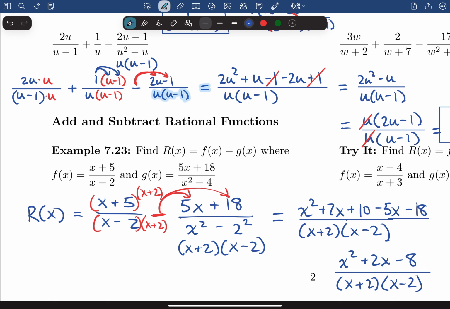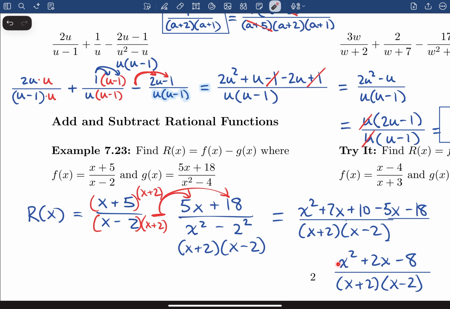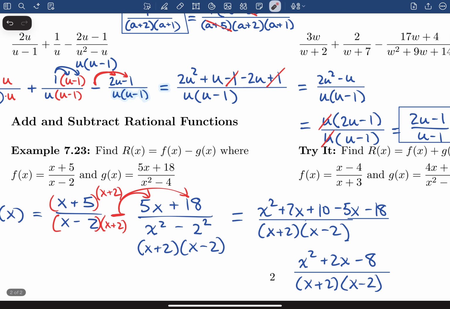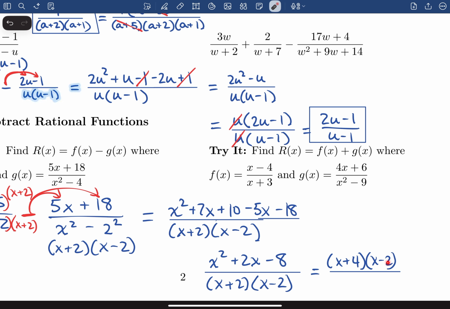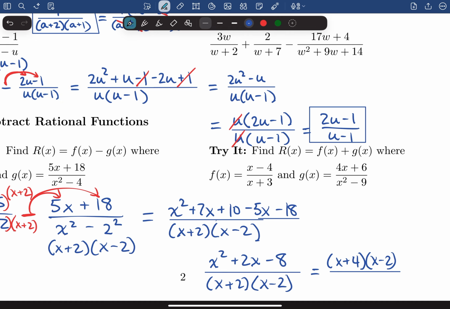The only last question to ask, is this quadratic factorable? Can I factor that further? And the answer, it looks like yes. Yeah, let's go ahead and do that. And so I look and I say, well, what if I did like x plus 4 times x minus 2 for the numerator? Well, 4 and negative 2 multiply to make negative 8, and they sum to make positive 2. So yep, that works. And then in the bottom, I have an x plus 2 times an x minus 2.